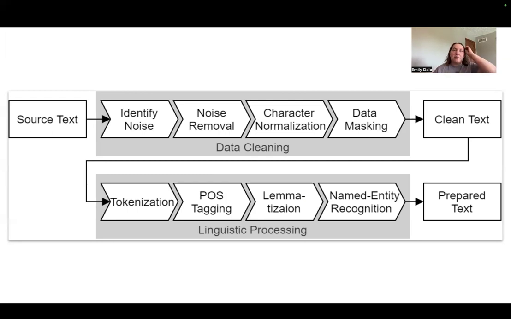Data masking. Maybe we take things like, I think I used this example in this class when we talked about Arrowhead Stadium, for example, in Kansas City. Stadium and Arrowhead, they're both referring to the same thing. So maybe we would take out every reference of Arrowhead and just say stadium. And then supposedly we have clean text at the end of it. But really, the difference between clean text and prepared text is that linguistic processing layer.